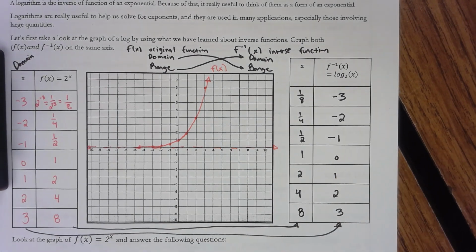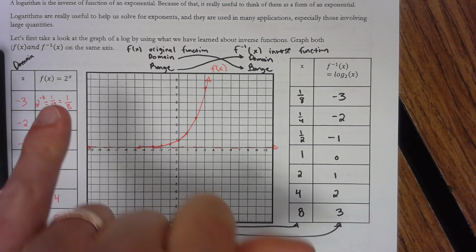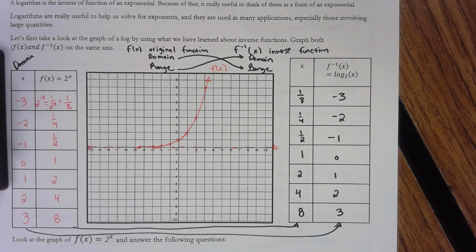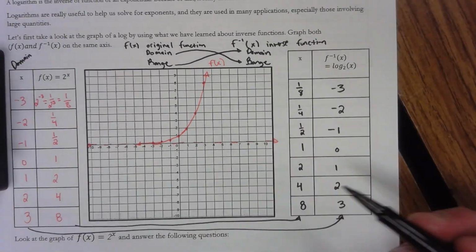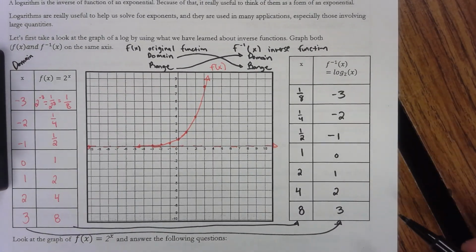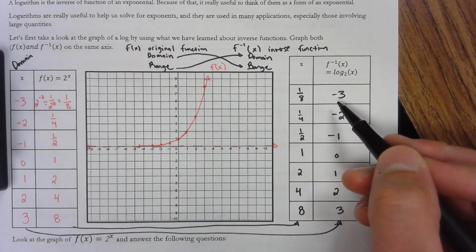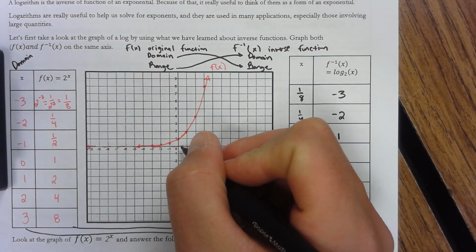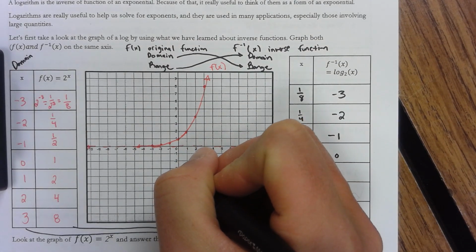We're actually going to have a full lesson where we graph logs, and we're going to be doing exactly this. Coming up with the exponential table for the exponential, switch the domain and range to come up with points for our inverse function. So now let's plot these just to get an idea as to what this looks like. So x is 1/8 and y is -3. So I'm going to go barely to the right and then down 3.